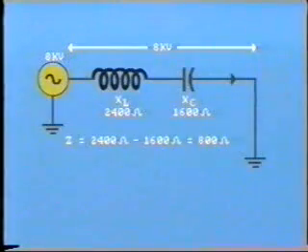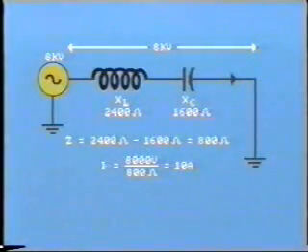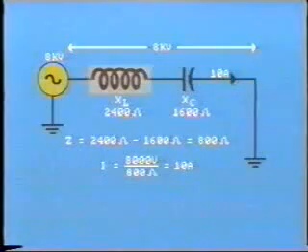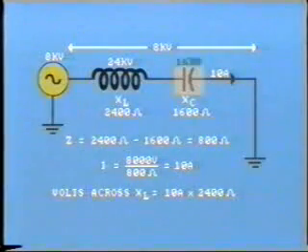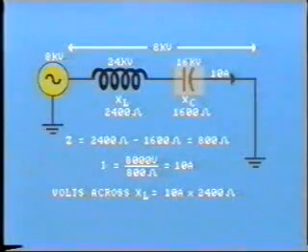Therefore, the total impedance of the circuit is 2400 minus 1600 equals 800 ohms. Remember that capacitance and inductance have opposing effects. So the value of current through the circuit is equal to 8,000 volts divided by 800 ohms equals 10 amps. But what is the voltage drop across the inductance only? Well, here we have 10 amps times 2400 ohms equals 24,000 volts. Similarly, we have minus 16,000 volts across the capacitance.